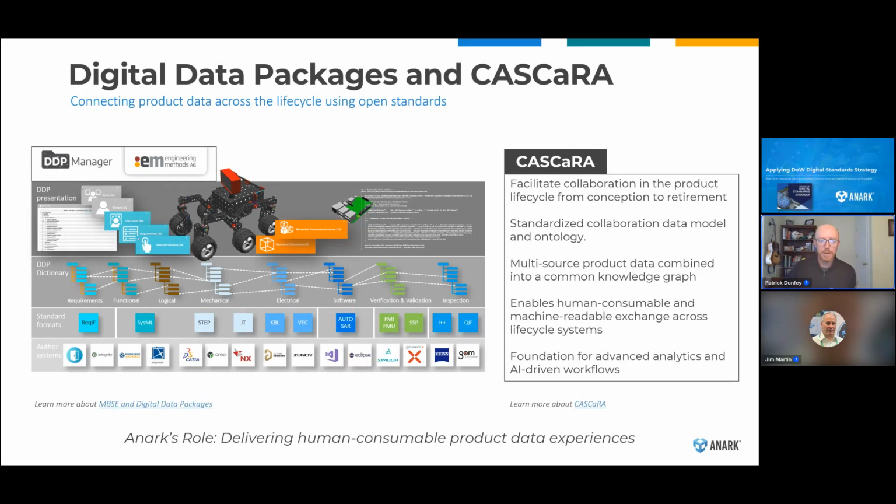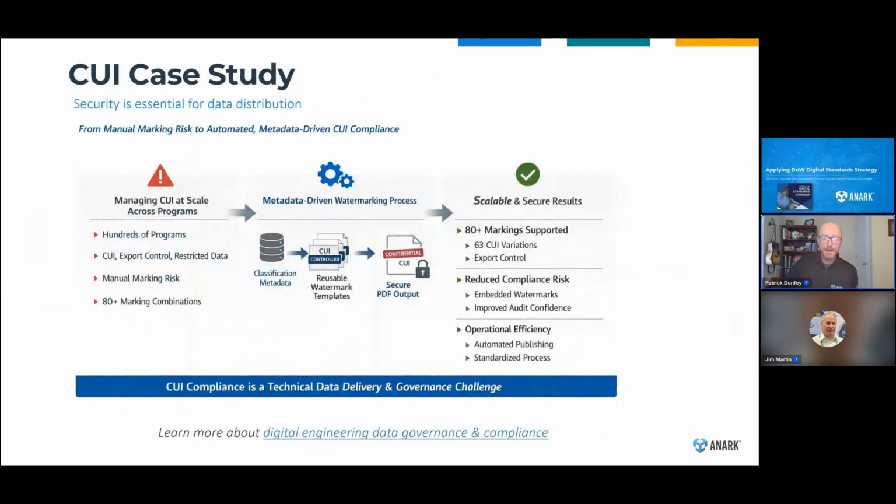Great. All right. And then last but not least, on the industry examples of people actually starting to do this in practice, is a CUI case study. This is an anonymized case study of someone that we know very well. We've worked with them closely for a good long time. They had a challenge, and others in the industry have this challenge, where they have many, many different types of markings that are required for controlled unclassified information.